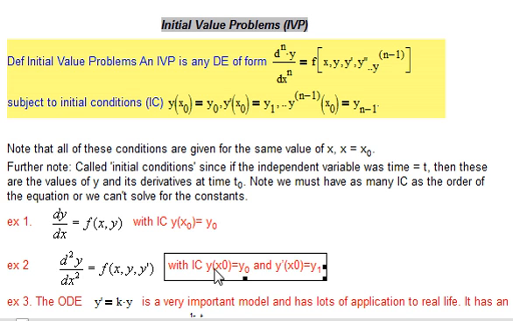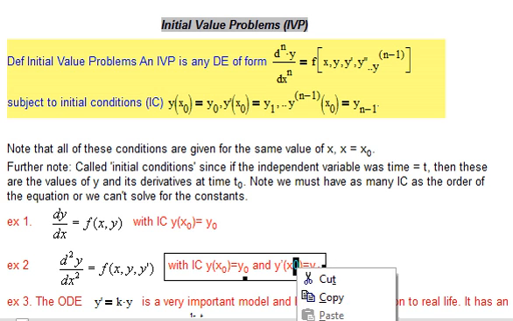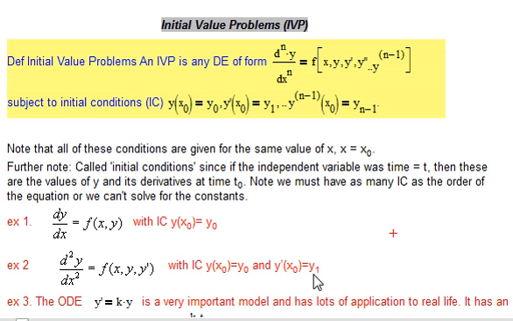One of them is y of x, I should make that sub 0, this one too, y of x0 equals y sub 0, and y prime, see, y prime at x0 equals y1. So we have two initial conditions because it's a second order equation.